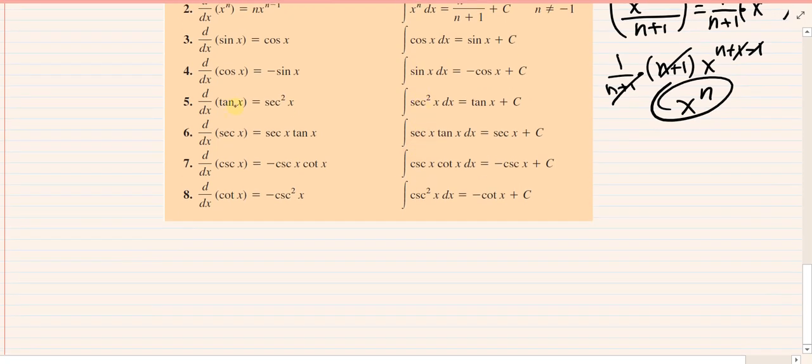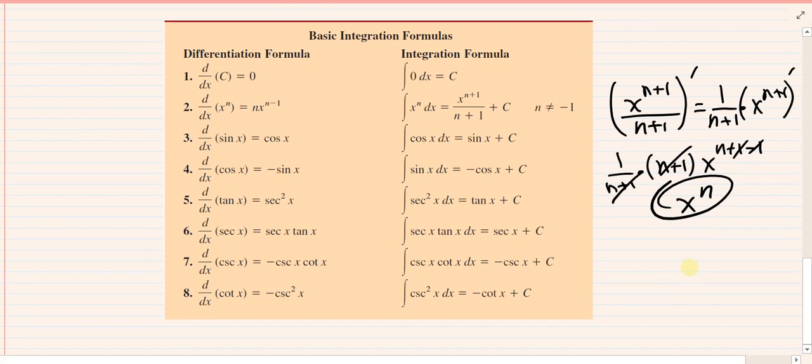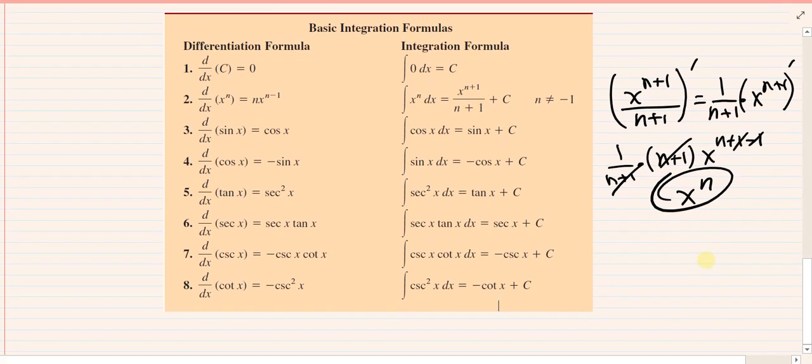The derivative of tangent is secant squared, so the antiderivative of secant squared is going to be tan. That's what that is. Remember, every one of these has a constant of integration attached to it. The derivative of secant is secant tan, so the antiderivative of secant tan is going to be secant, and so on. Okay, now this chart, table, whatever you want to call it, we need to memorize this. Again, I'm not a proponent of memorization, but really at this point that's what we have to do.